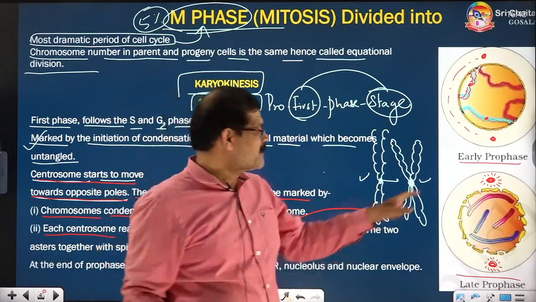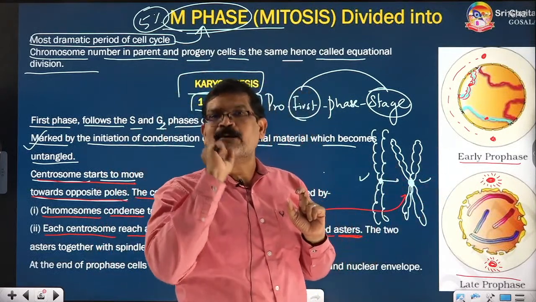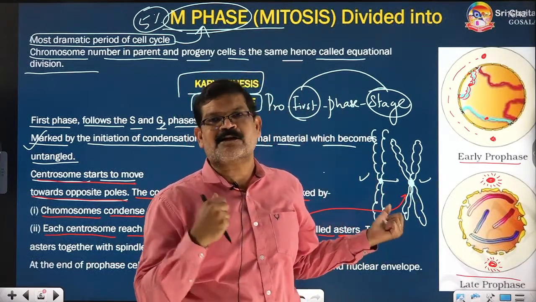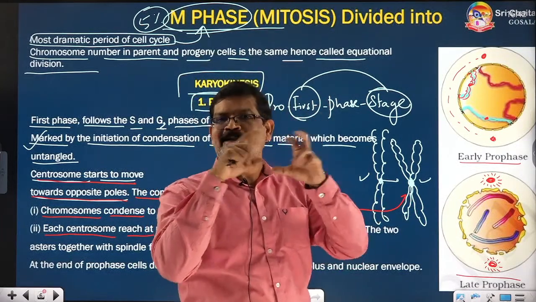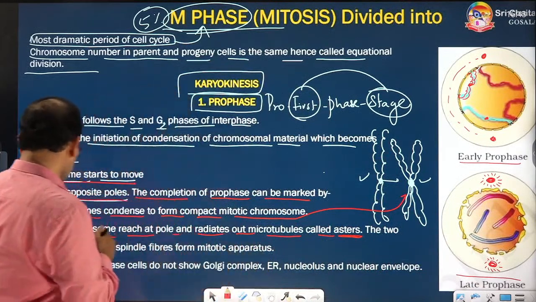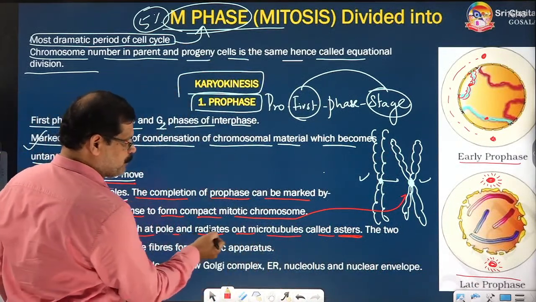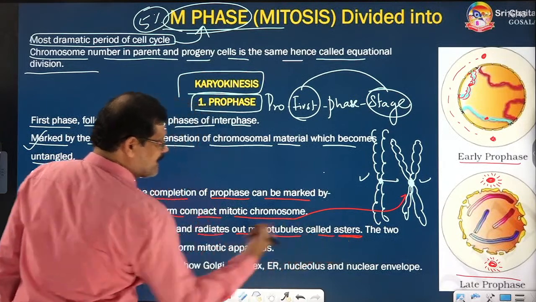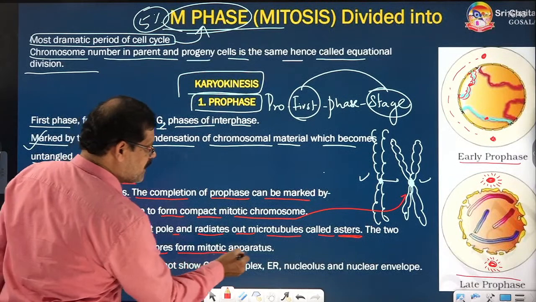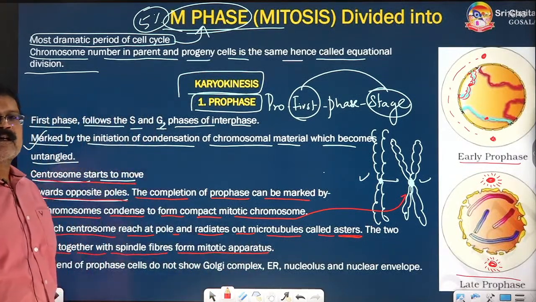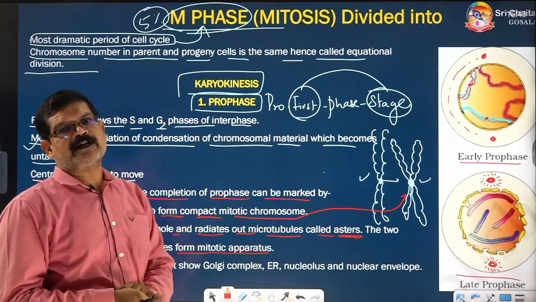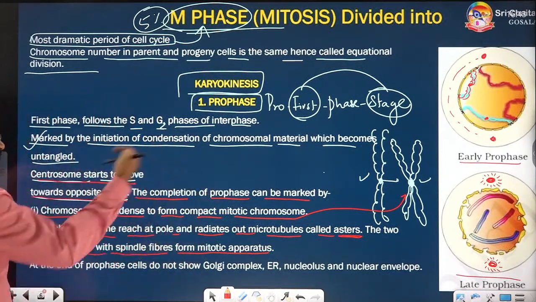Likewise, the centrosome is also like a bulb, radiating in all the directions inside the cell, because the cell is a three-dimensional structure. Here also it radiates in all the directions. Each centrosome reaches the poles and radiates out the microtubules called aster. The two asters together with the spindle fibers form the mitotic apparatus, where you find the attachment of spindle fibers. How it will be done, that we will be watching.